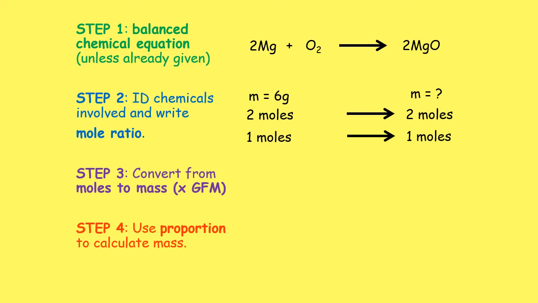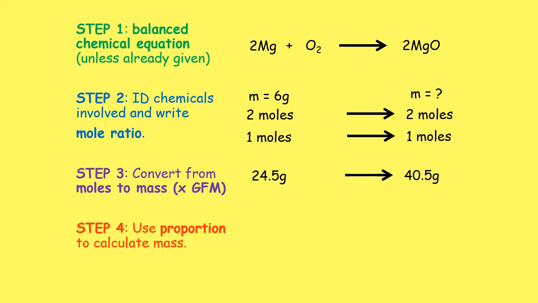So the next thing we do is we convert our number of moles in the mole ratio to masses by multiplying each one by the gram formula mass. So we're going to multiply 1 mole of magnesium by the gram formula mass of magnesium, and we're going to multiply the 1 mole of magnesium oxide by the gram formula mass of magnesium oxide. So that tells us that 24.5 grams of magnesium should give us 40.5 grams of magnesium oxide.